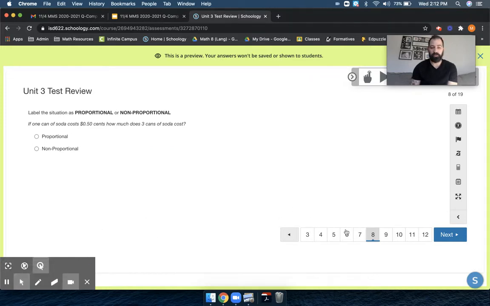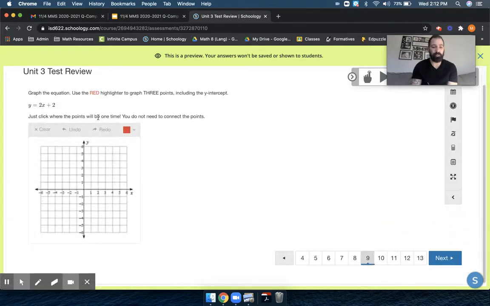Number 9. We want to find our graph of this equation. Okay, we're going to start at 0, 2. That plus 2. 0, 2. That's our first one. Then we're going to use our slope. Our slope is 2 over 1, which means two things.